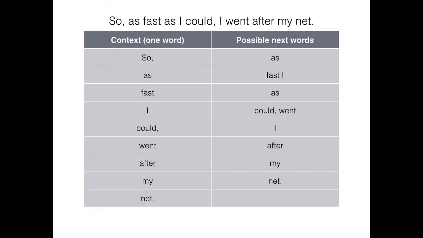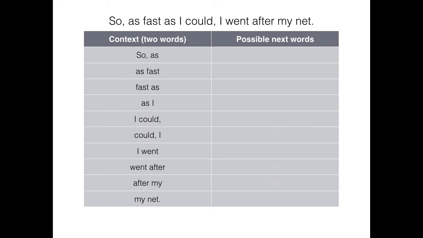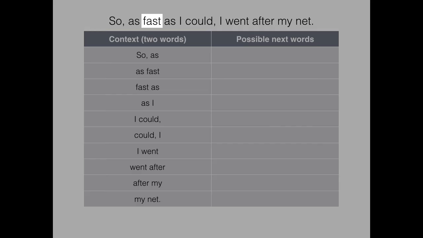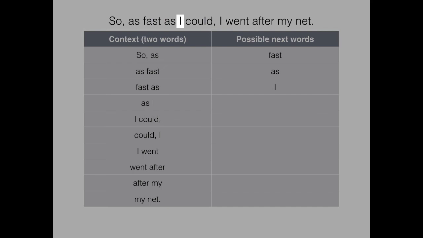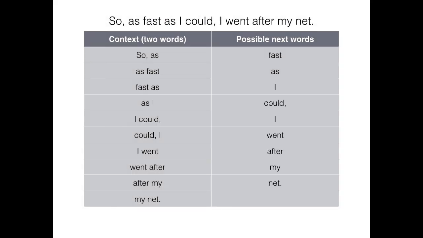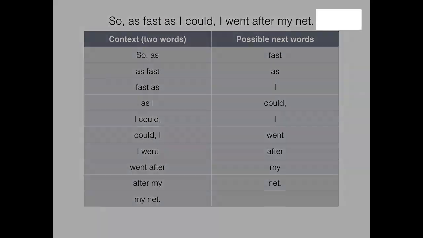Now we're going to do the same thing, only this time, instead of just one word of context, we will use two. So after the two words "so, as," the only possible option for our next word is "fast." After "as fast," the only option is "as." After "fast as," it's "I," and so on. Again, after "my net," there are no possible next words.